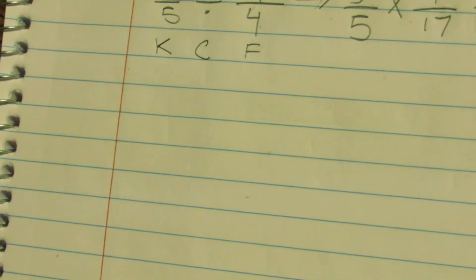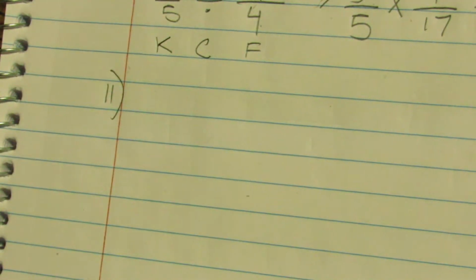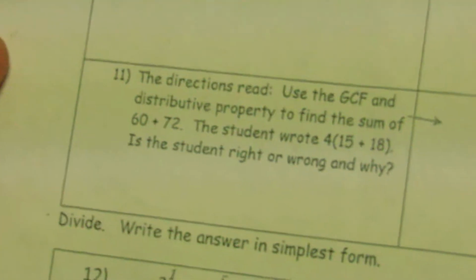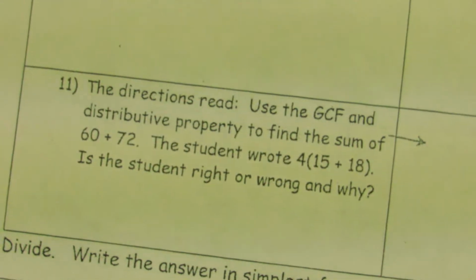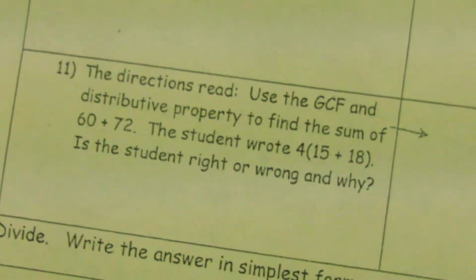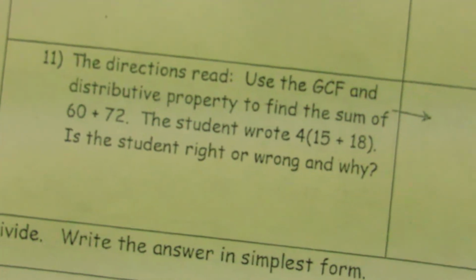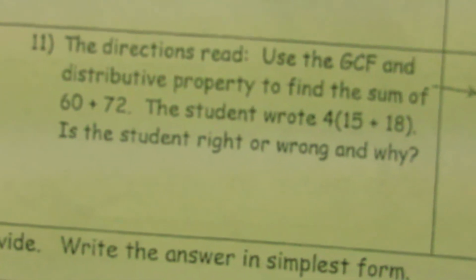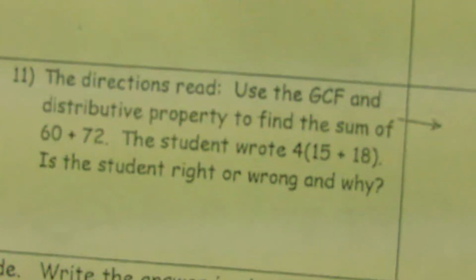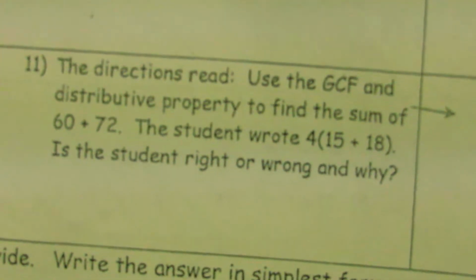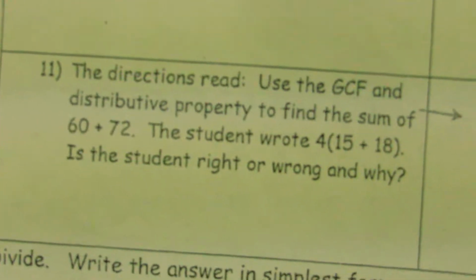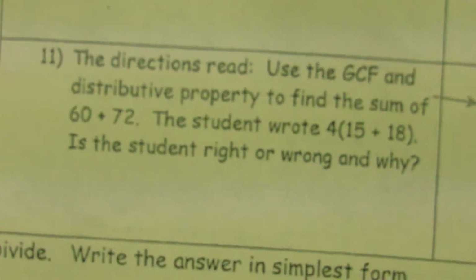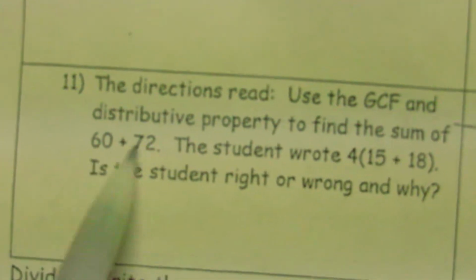Alright, let's move on to number 11. If I'm flying, you guys pause as you need to. Alright, so let's look at number 11. The directions read, use the GCF and distributive property to find the sum of 60 and 72. The student wrote 4 parentheses 15 plus 18 end parentheses. Is the student right or wrong, and why? So let's go ahead and check our work. So I'm going to copy 60 and 72 on my paper.